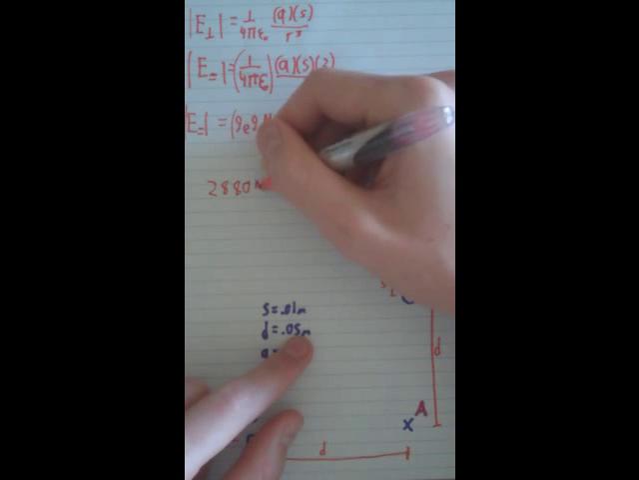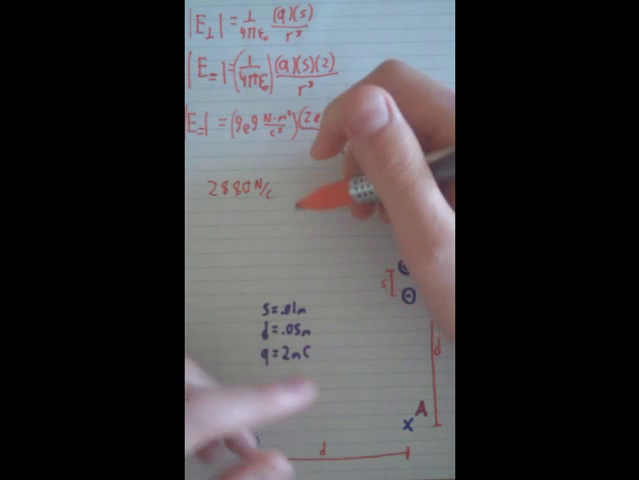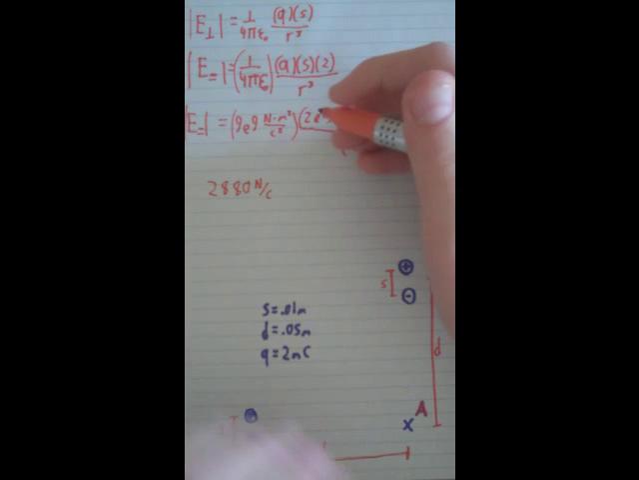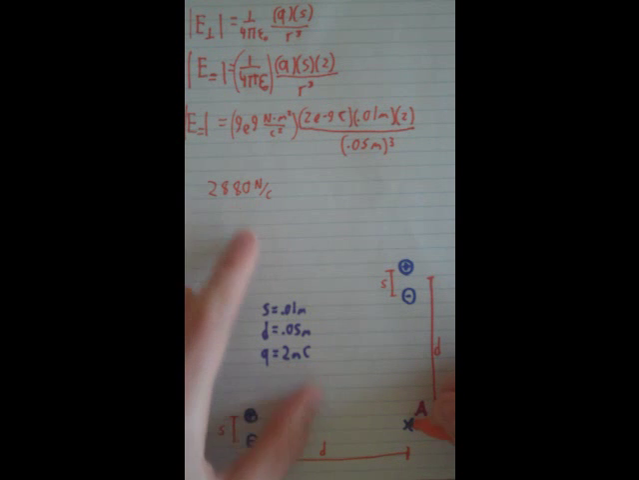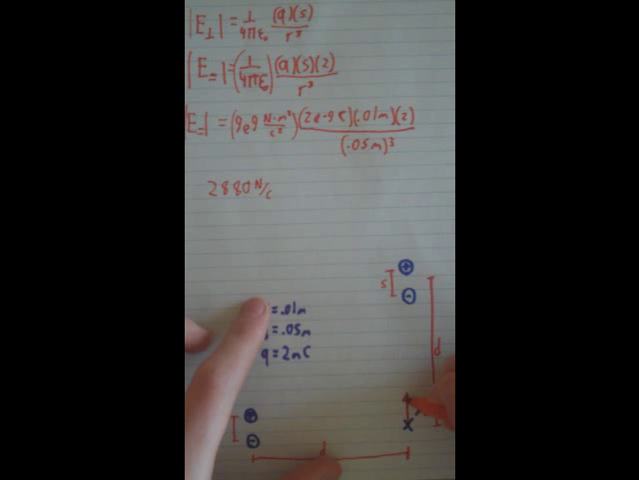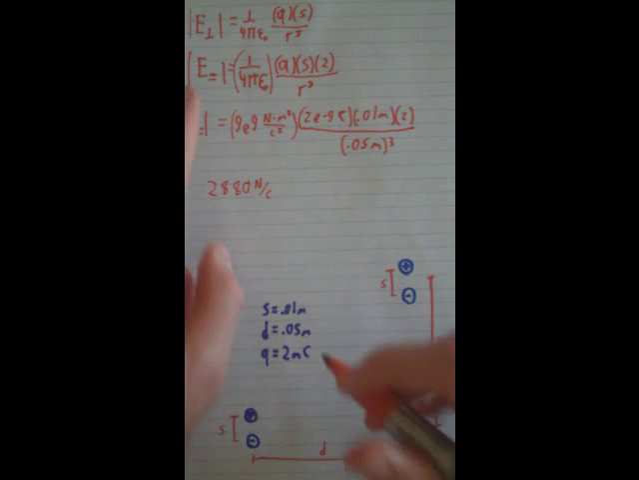Okay, so once you calculate that all out, you'll get 2,880 newtons per coulomb, which is a lot of electric field, but in this case it's okay. So this will be our electric field due to this. So again, let's use our superposition. We know that negative pulls towards and positive pushes away. And since the negative is closer, it's going to have a stronger effect. So the electric field is going to be like this.